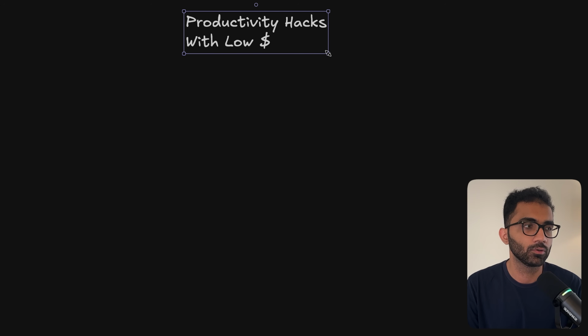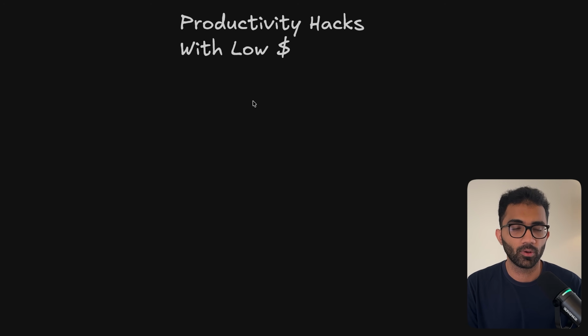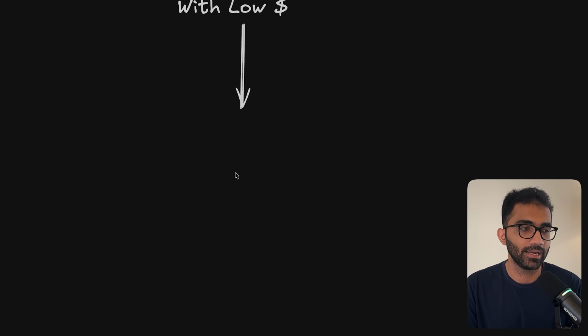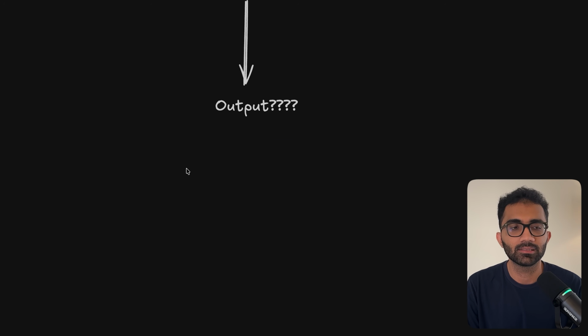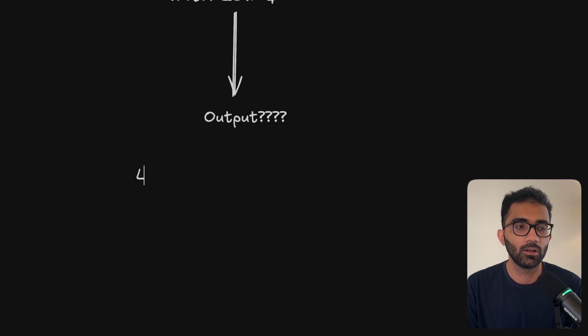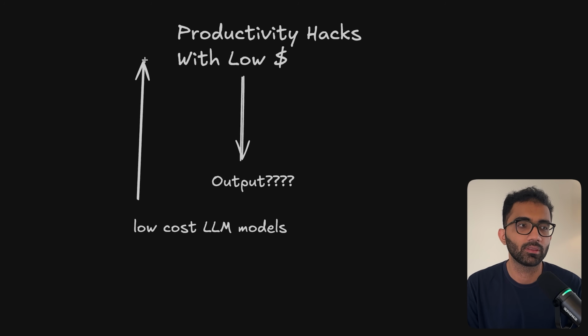All right, so let's start with the productivity hacks with low dollar, right? This is the theme. Like, how do you spend less and you get more output? So first of all, like I said, productivity is about output. Like, how much can you get done in a minimal cost? And what that means is, generally speaking, a lot of people just think that low cost LLM models means that you would have higher productivity with them for lower cost.